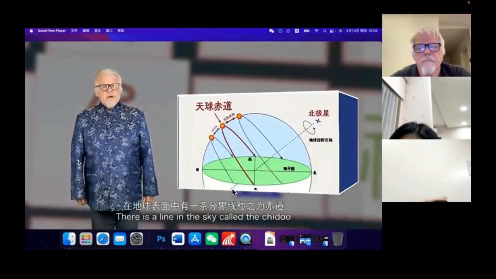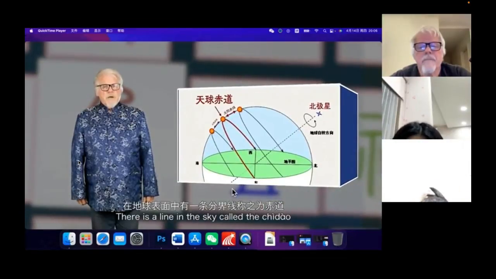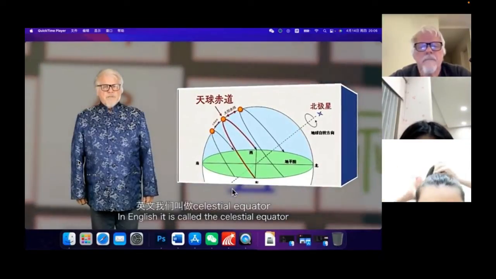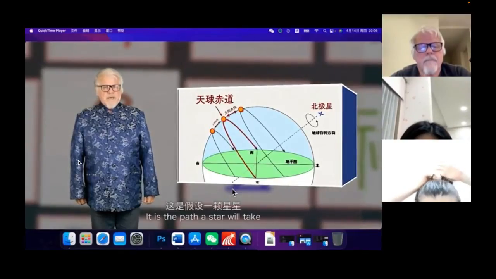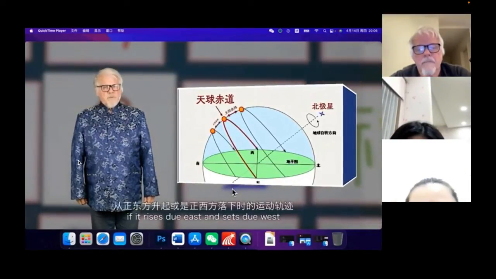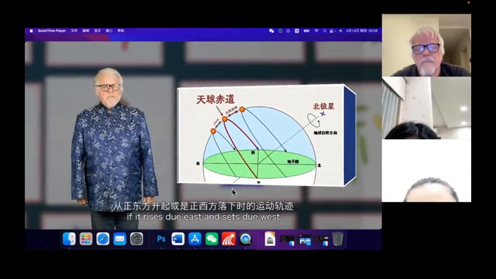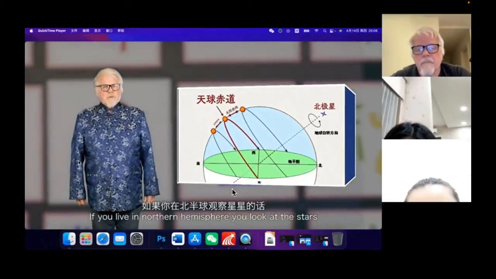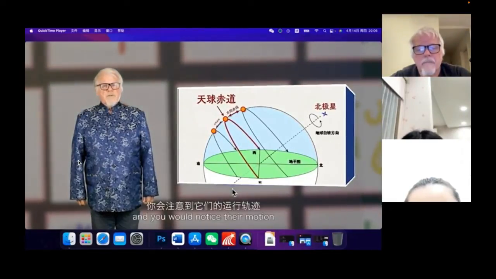There is a line in the sky called Tianqiu Chidao. In English, it is called the celestial equator. It is the path a star will take if it rises due east and sets due west. If you live in the northern hemisphere, you look at the stars and you would notice their motion.